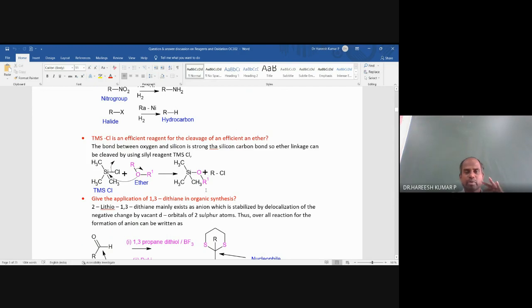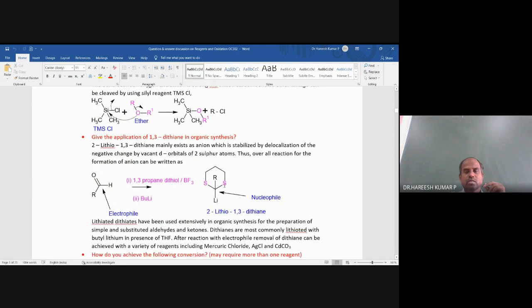So what you need to explain here is that the bond formation between the silicon and oxygen is strong compared to the other bonds. That is the reason TMS chloride cleaves ether, giving rise to alkyl or aryl silyl ether as the product, and alkyl halide as the byproduct.